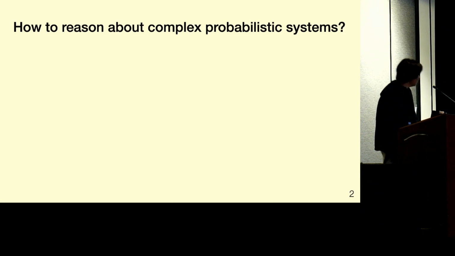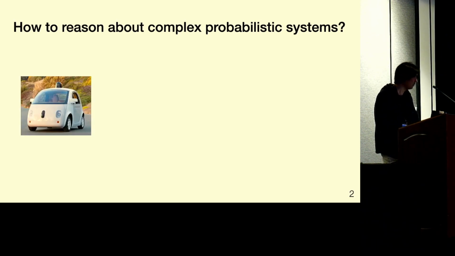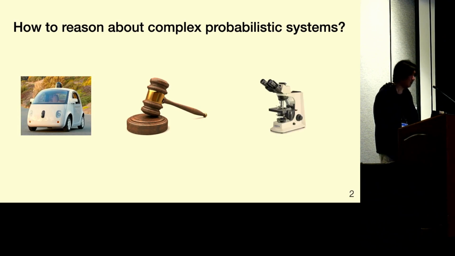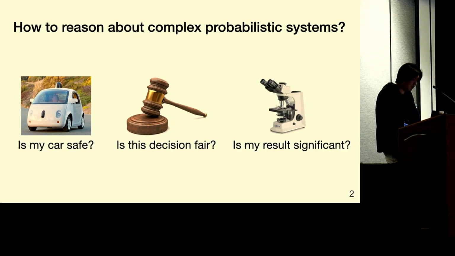systems. As everyone here is probably already aware, machine learning components are being used increasingly in software systems that do important things, like drive cars, make decisions, or do science. And in each of these cases, we want guarantees about the behavior of those systems. Cars should be safe, decisions should be fair, and scientific results should be significant.